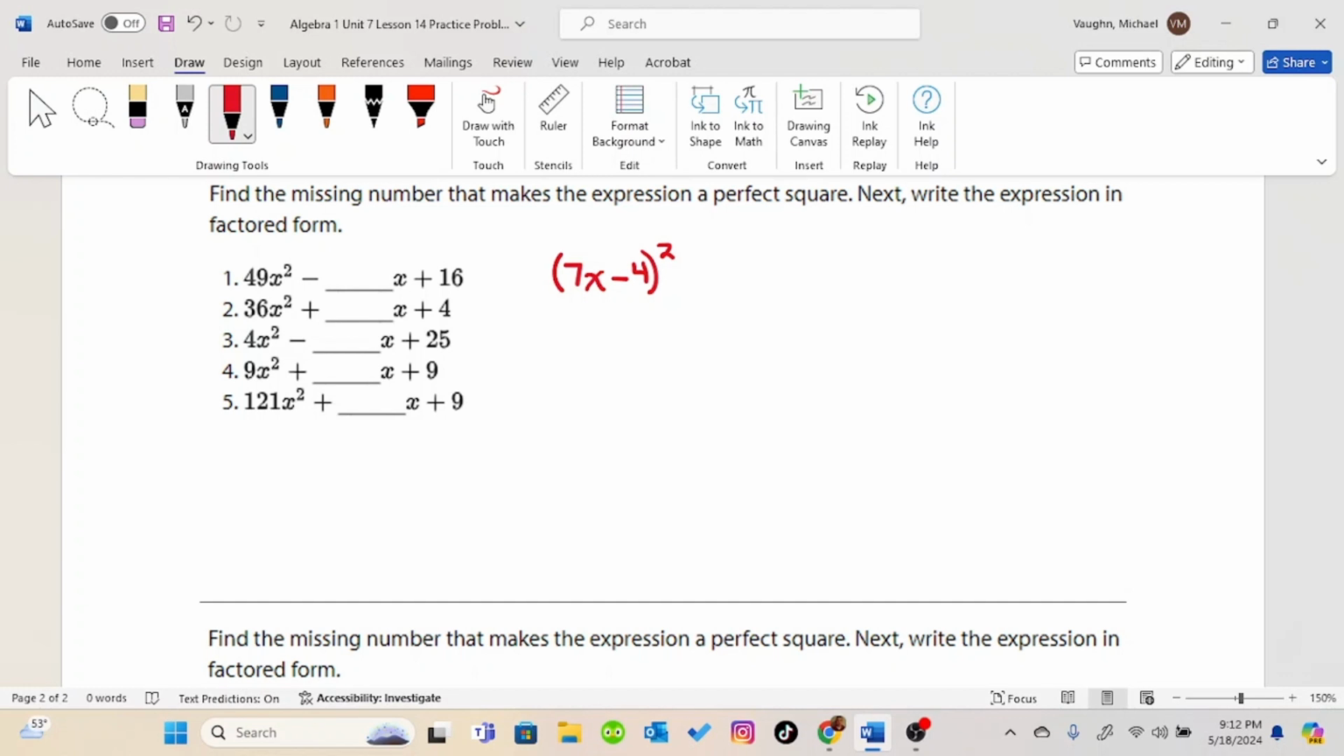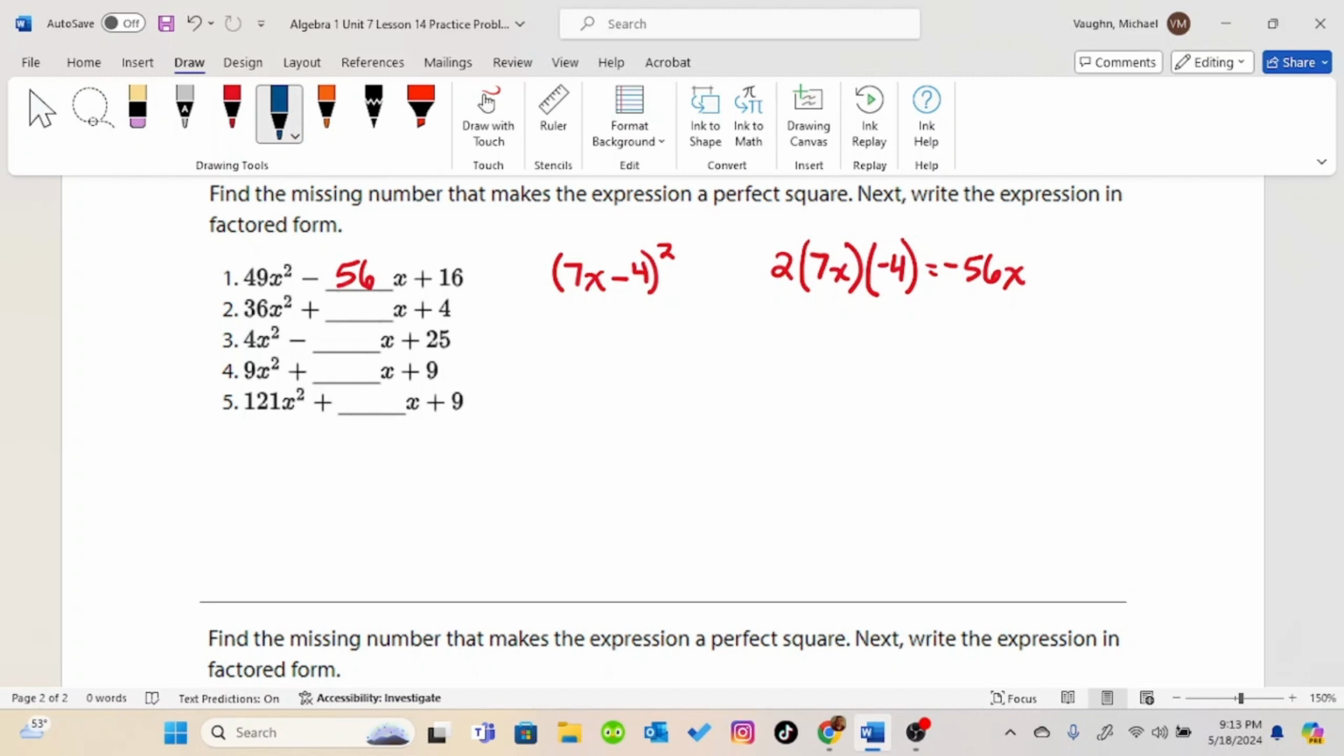Now what we can do is we know that the middle portion is going to be 2 times 7x times negative 4. 2 times 7x is 14x, and 14x times negative 4 is negative 56x. So they've already given us the negative, they've already given us the x. The 56 is what's missing.